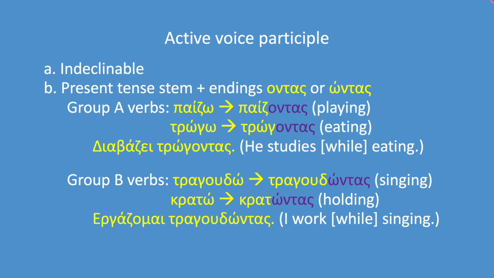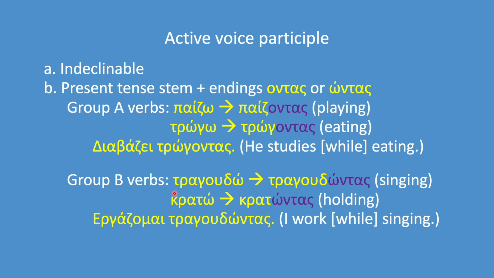The first type, the active voice participle, is indeclinable. It doesn't change. We form it by adding the endings -οντας or -ώντας to the present tense stem. For example, for the group A verbs, the verbs that end in omega with no accent on the omega, like παίζω, when we take away the ending omega, we are left with the stem, in this case παίζ-. We attach the ending -οντας to the stem and we get παίζοντας. Another example, τρώγω, τρώγοντας. Διαβάζει τρώγοντας.